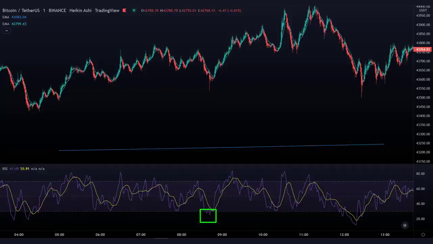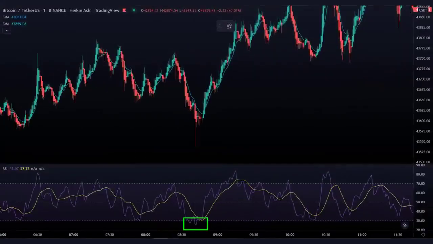Before we can actually open a position, we are now waiting for a green Heikin Ashi candle. We see the first green Heikin Ashi candle here. However, this candle is not closing above the short-term EMA. We therefore wait a little longer until the first green Heikin Ashi candle closes above the EMA. This is happening here. We can therefore open a long position from this point.